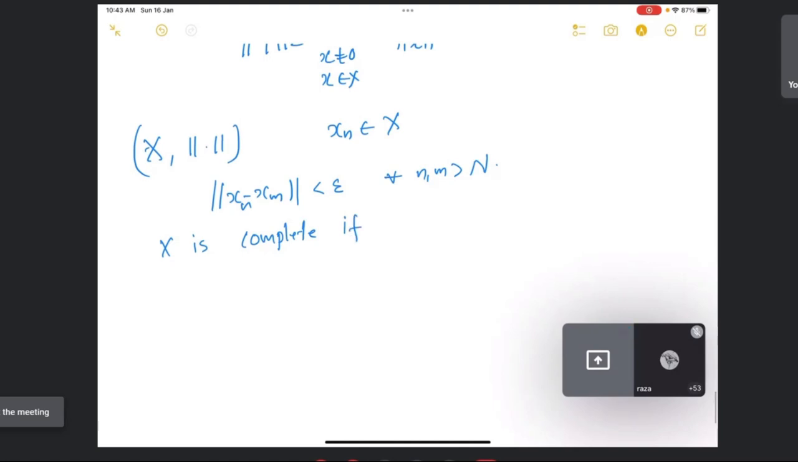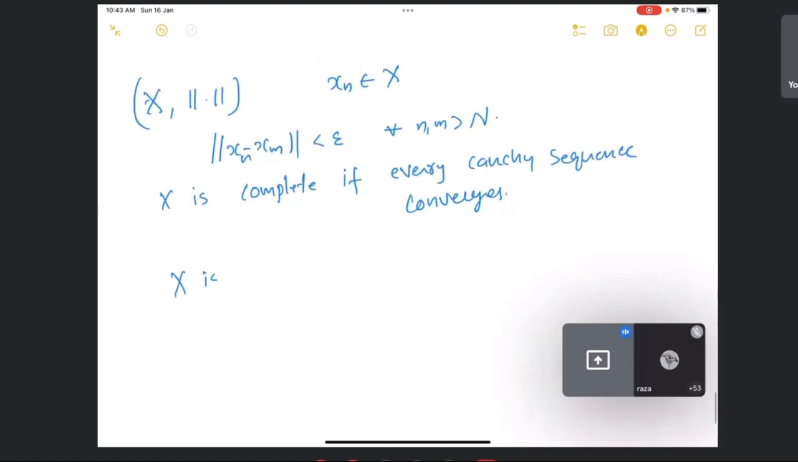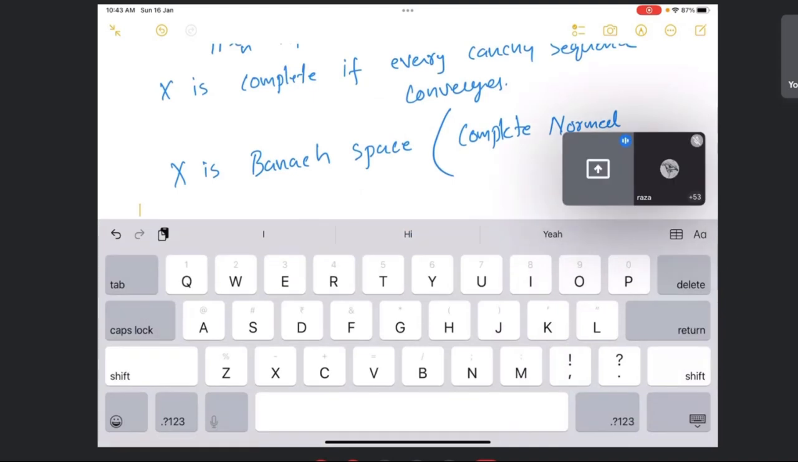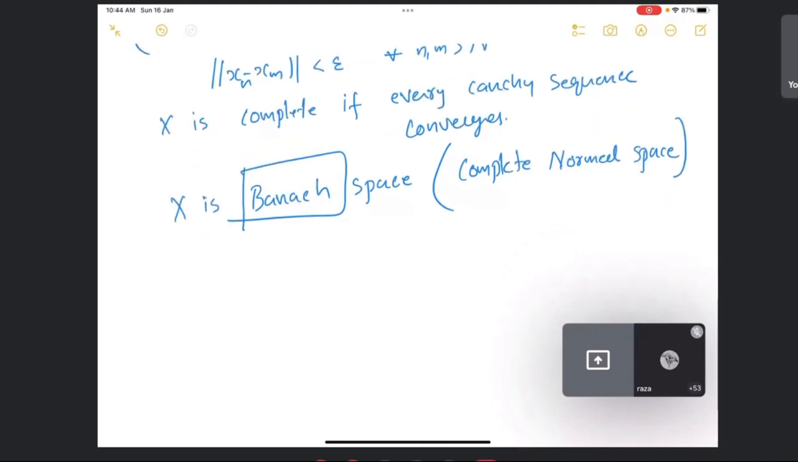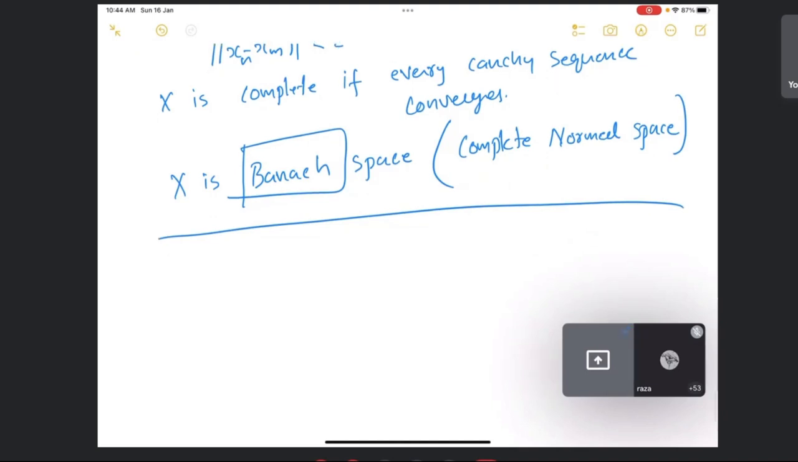if every Cauchy sequence converges, and in that case X is called a Banach space. So a Banach space is nothing but a complete normed space. A normed space in which every Cauchy sequence converges is called a Banach space, named after the mathematician Stefan Banach. So a Banach space is a complete normed space. I think now we can switch to problems.